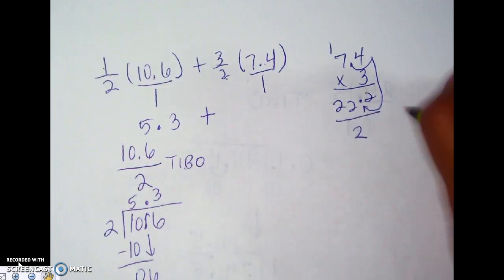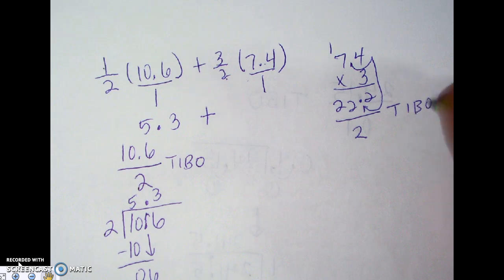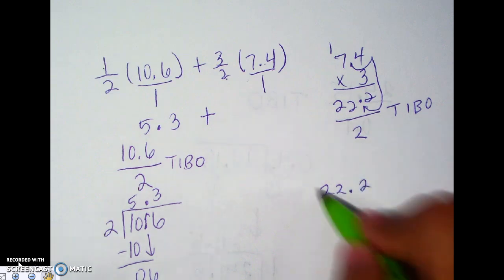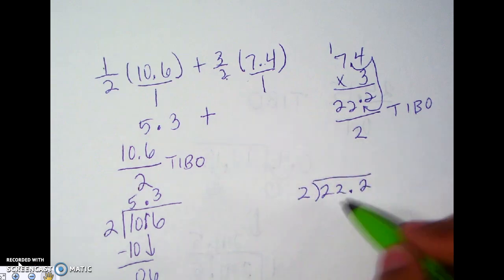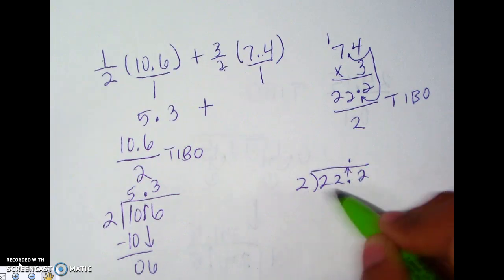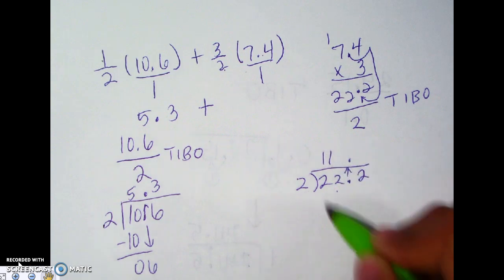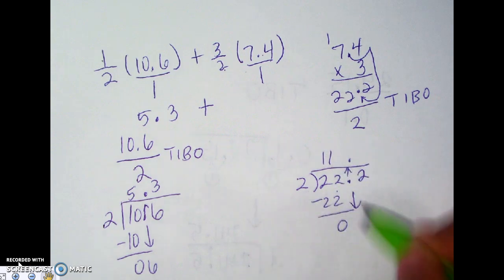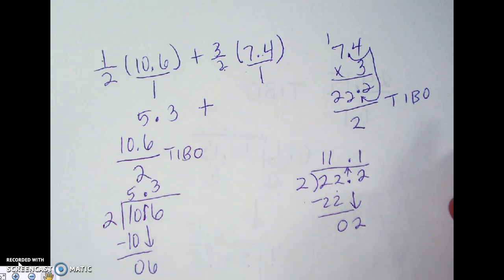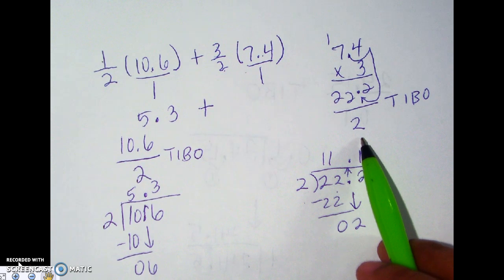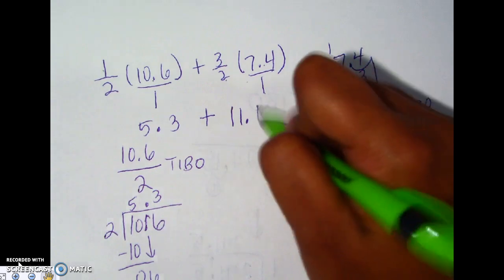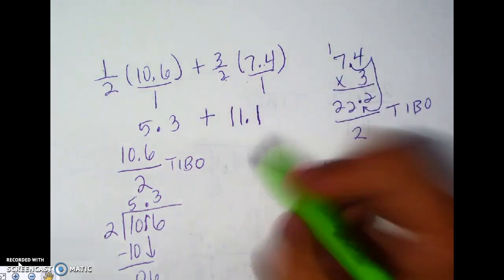So I'm going to do my TBO on this 22.2 divided by 2. This goes inside, this goes outside. Again, this is a whole number, so there's no swinging. Bring this up. 2 goes into 22 11 times. 22, 0, bring down a 2. 2 goes into 2 1 time. The funny thing too, of course, if you're dividing by 2s, you're just halving the number. So what we have here is 5.3 plus 11.1. Make sure to line up your decimals.